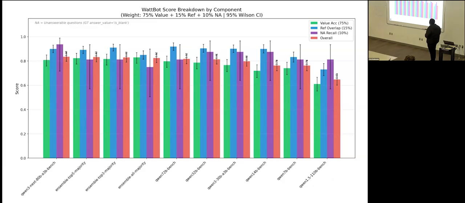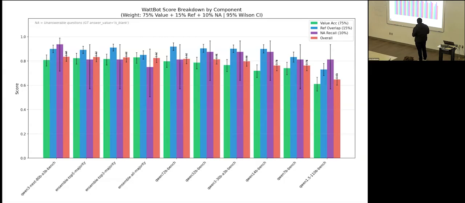So that was the general score. But now we want to look at how these models performed on the different components that made up the score. The green is for the value accuracy, the blue is for the reference overlap, the purple is the recall on the unanswerable questions, and the red is the overall. So again, one of the reasons we might attribute the high scores of the Qwen model is probably that the recall is highest, where it scored the highest compared to the other models.